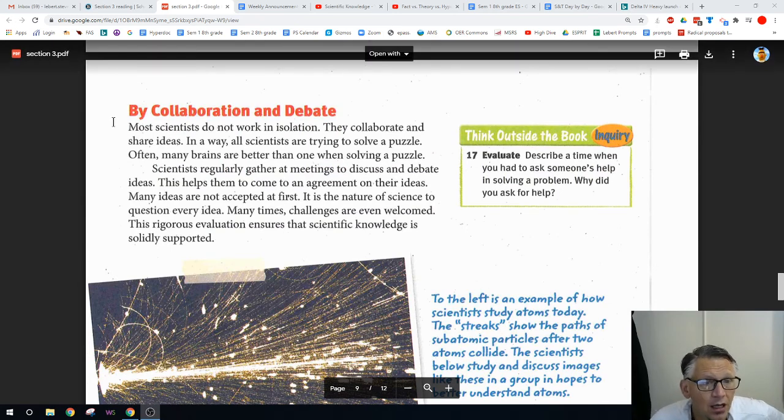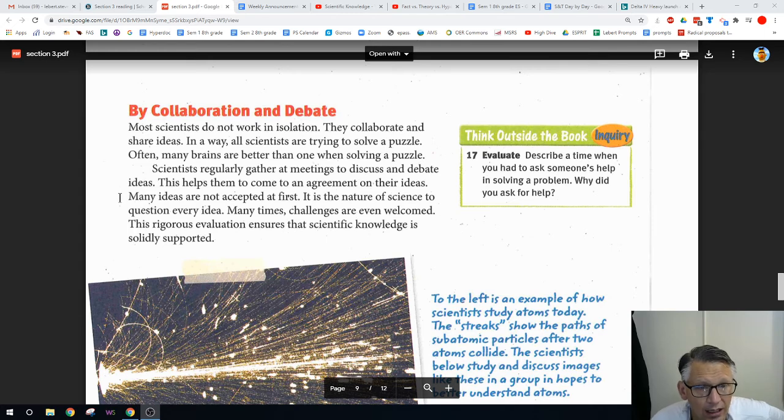Collaboration and debate. Most scientists do not work in isolation. They collaborate and share ideas. In a way, all scientists are trying to solve a puzzle. Often, many brains are better than one when solving a puzzle. Scientists regularly gather at meetings to discuss and debate ideas. This helps them to come to an agreement on their ideas.